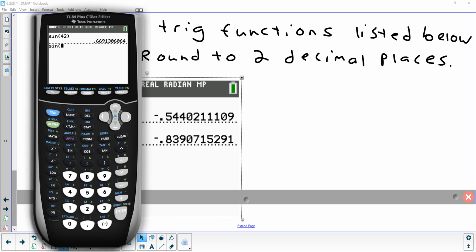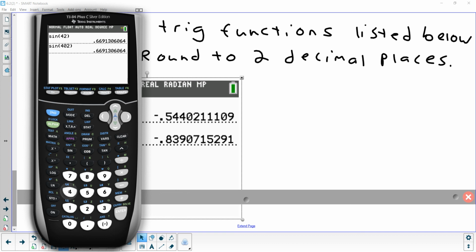What do you get if you add 42 and 360? 402. What do you think is going to happen when I hit enter? What am I going to get? Same after you did it, you got the same. It's exactly the same answer.